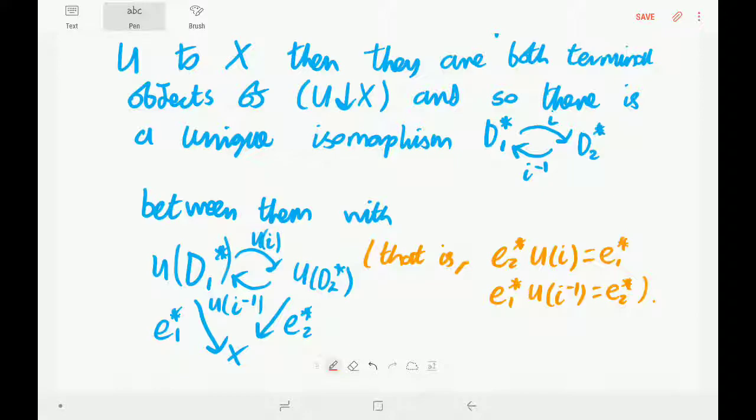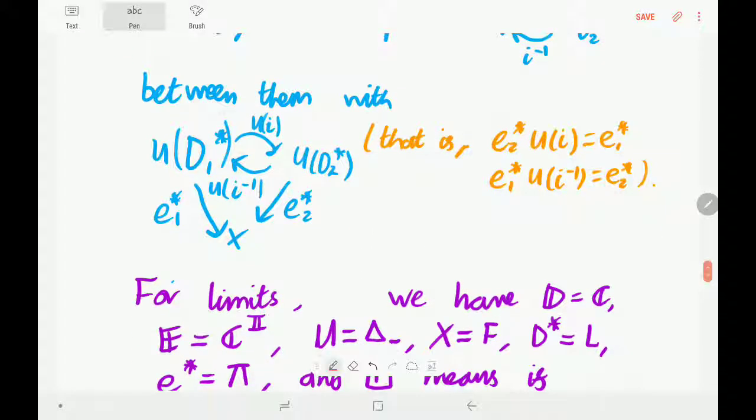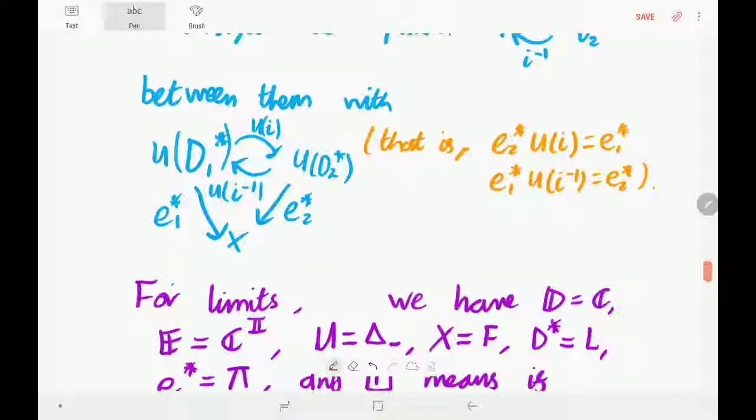And so, since these isomorphisms have to commute with triangles like this, we have to have that E2 star after UI is E1 star, and E1 star after U I to the minus 1 is E2 star. So these are our general results, higher level analogues of theorems 2.1 and 2.2.